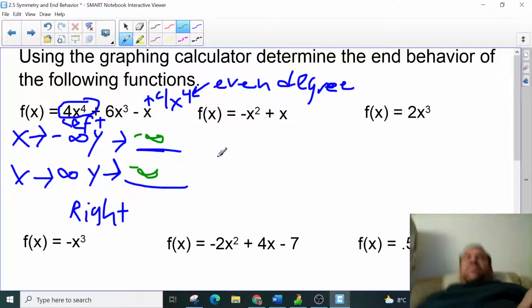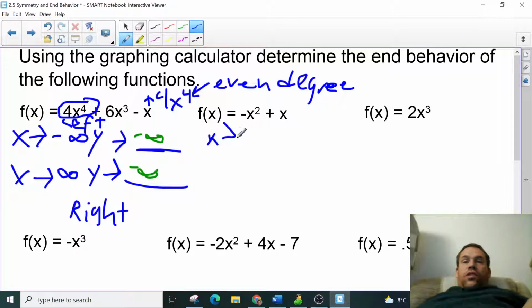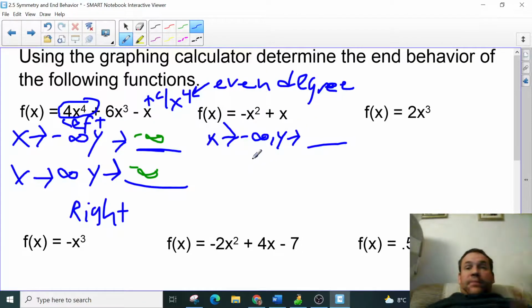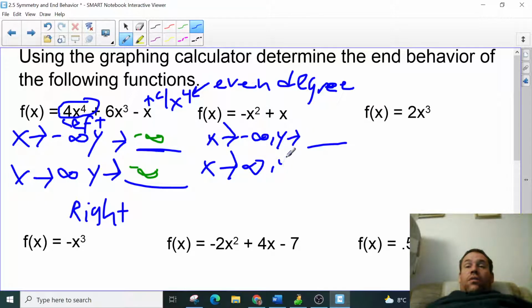Nice. Let's try another one, and then we'll jump to some homework problems, or maybe some more of these problems. As x approaches negative infinity, we want to know the end behavior. Y goes to blank. It's either going to be negative or positive infinity. As x goes to the left, negative infinity, y goes to blank. As x goes to the right, positive infinity, y goes to blank. Cool. Let's fill in these blanks.